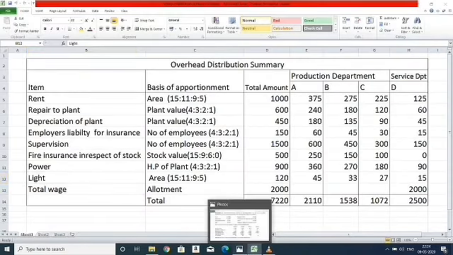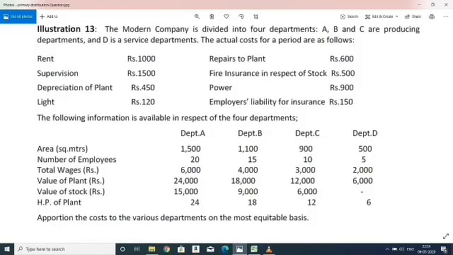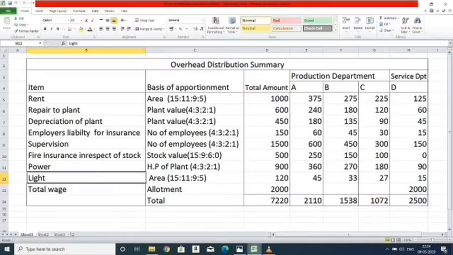Then light. Its base of apportionment is area: 15, 11, 9 and 5. Then our total amount, rent 1000, we divide it in the ratio 15, 11, 9 and 5. Then we get 375, 275, 225 and 125. Then repairs to plant, overhead total 600, we divide it in the ratio 4, 3, 2, 1. Then we get 240, 180, 120 and 60.